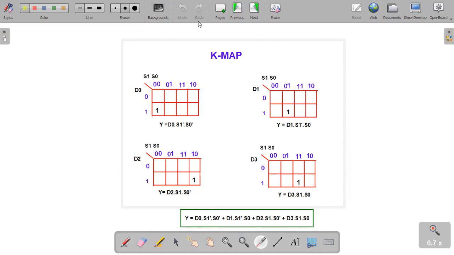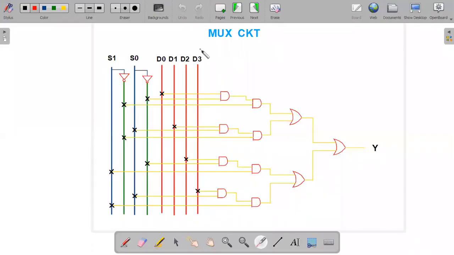So we will go to Multisim and simulate this circuit. Here is the circuit for the mux. It has two select lines S1, S0 and four inputs D0, D1, D2, D3 and a single output Y. It uses 8 AND gates and 3 OR gates for the circuit. Now we will see the Multisim file.